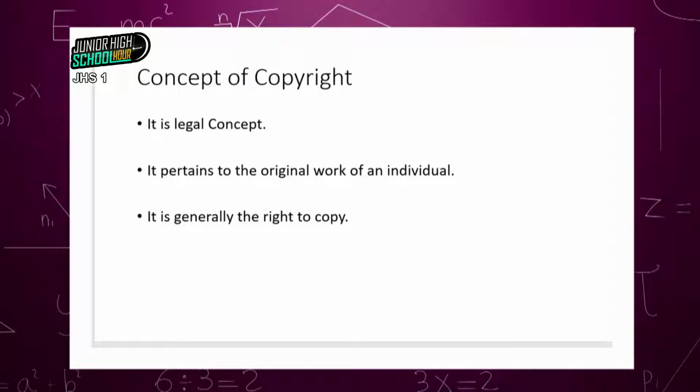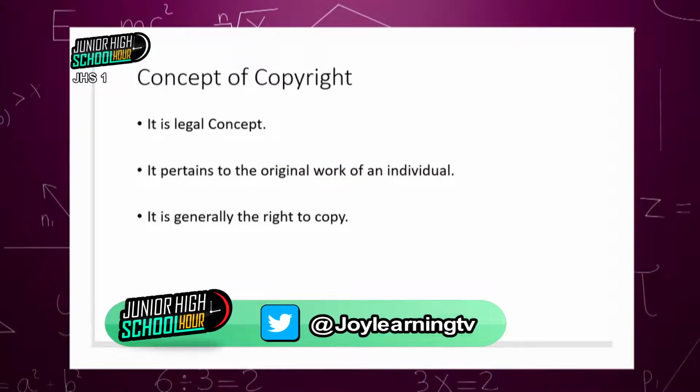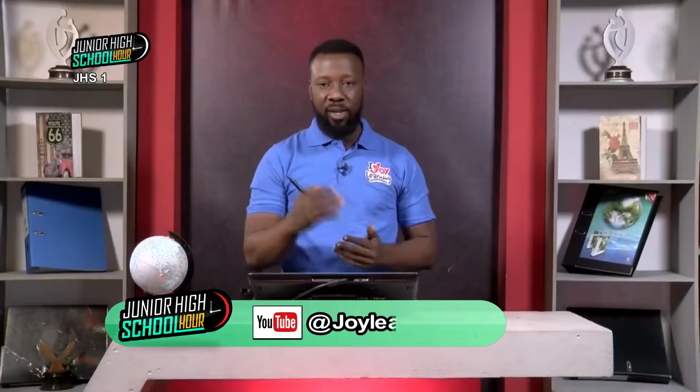Now, first and foremost, the slide that came before said that the first ever copyright was a legal document. So we can say that copyright is a legal document. So copyright in itself is a legal concept. Now, it pertains to the original work of an individual. That means, let's say you have written a book, it belongs to you immediately you put it out there.